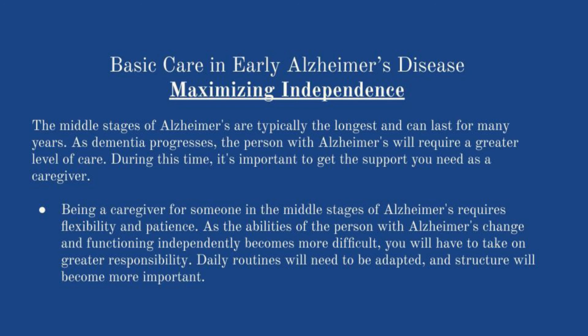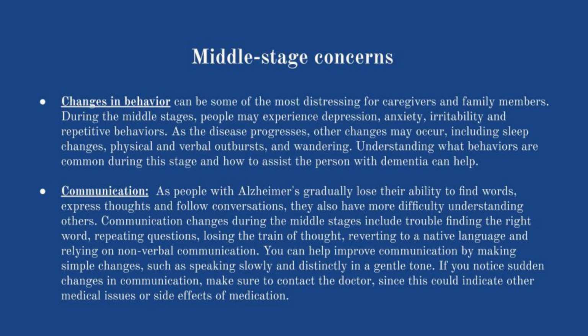Being a caregiver for someone in the middle stages of Alzheimer's requires flexibility and patience. As the abilities of the person with Alzheimer's change and functioning independently becomes more difficult, you will have to take on greater responsibility. Daily routines will need to be adapted, and structure will become much more important. So there's a lot of concerns that people have in this middle stage.